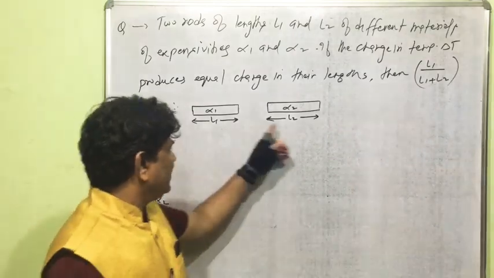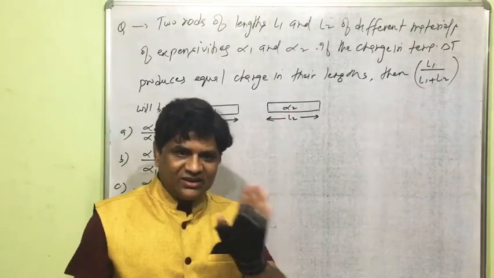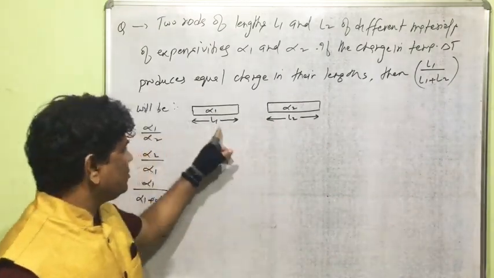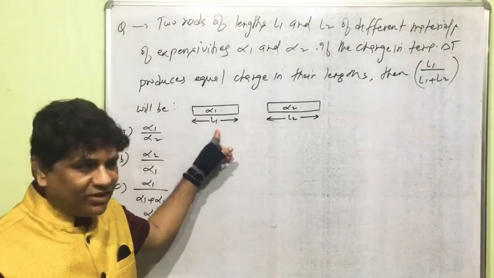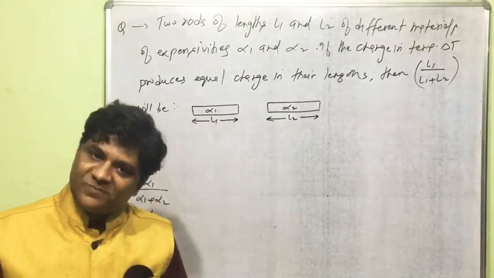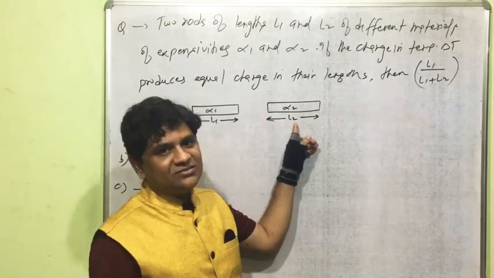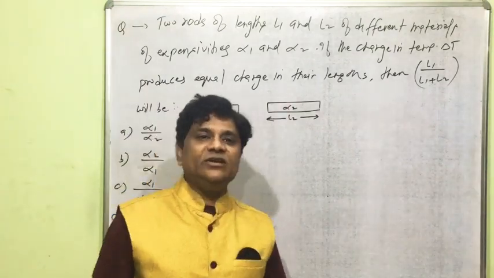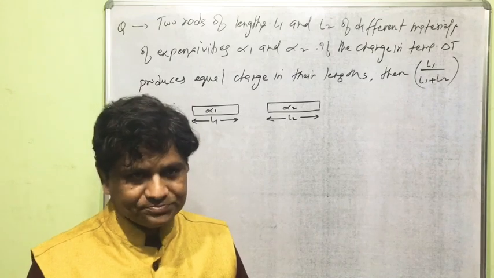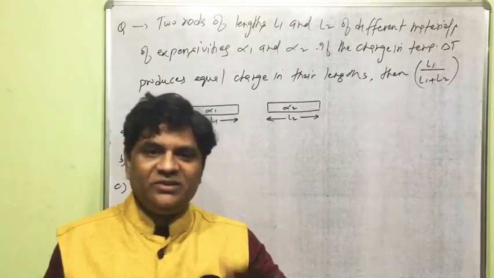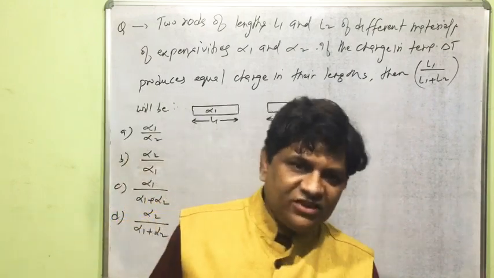Suppose we take two diagrams on the board here. These are the diagrams of the two rods. This rod has initial length L1 and coefficient of linear expansion alpha 1. This next rod has initial length L2 and coefficient of linear expansion alpha 2. Now, due to the change in temperature delta T, there will be a change in length.